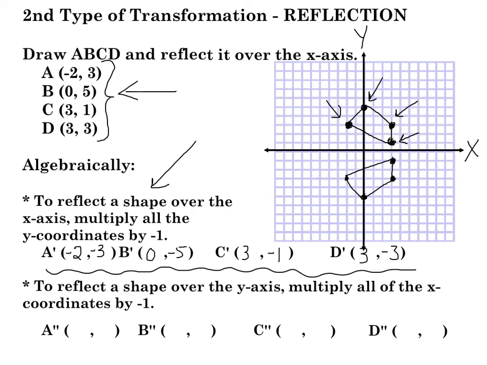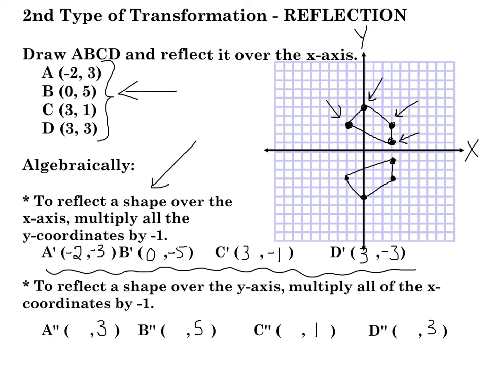If you want to reflect a shape over the y-axis instead, then what you do is you multiply all of the x-coordinates by -1. So pretty much, if you want to reflect over the y-axis, leave all of the y's the same. Make the x's multiplied by -1. So all of the y's would stay the same, 3, 5, 1, and 3. All of the x's we multiply by -1, which pretty much just means we want the opposite.